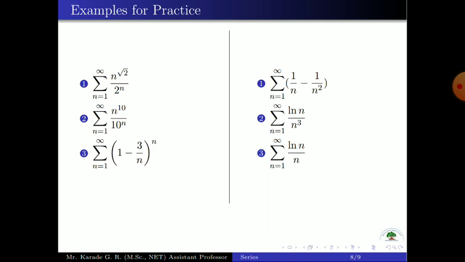So these are the examples based on the root test and ratio test. Try to solve these examples at home.